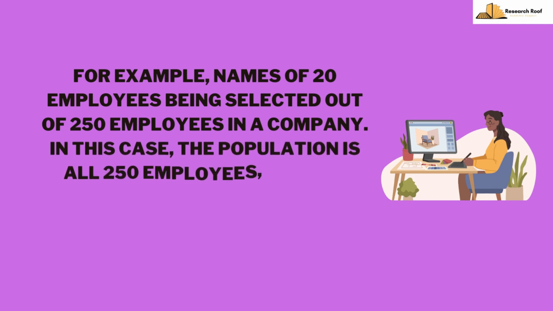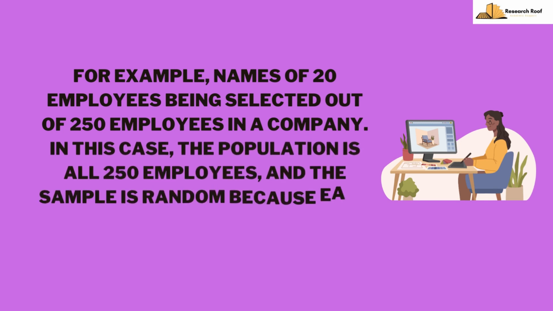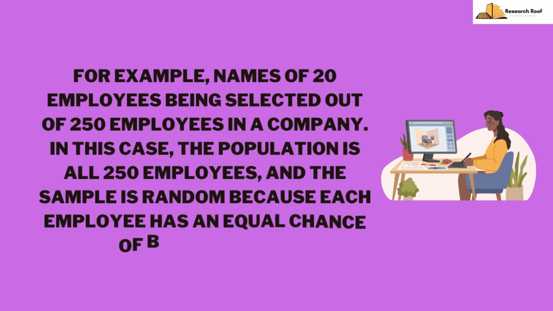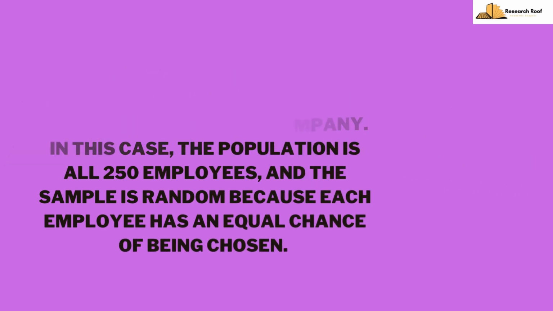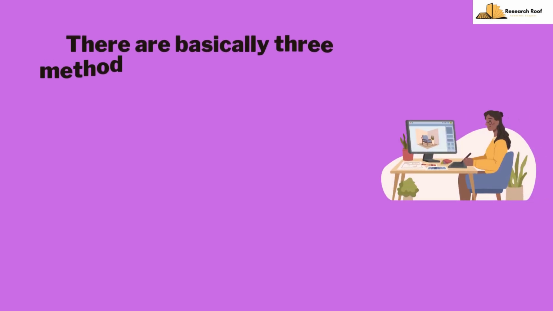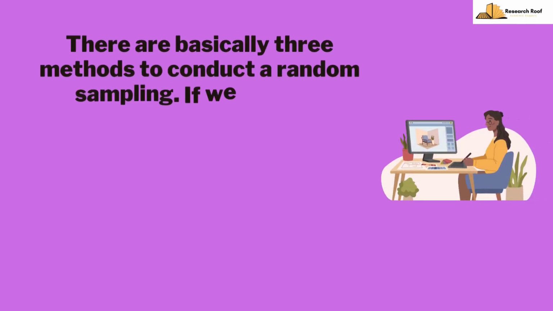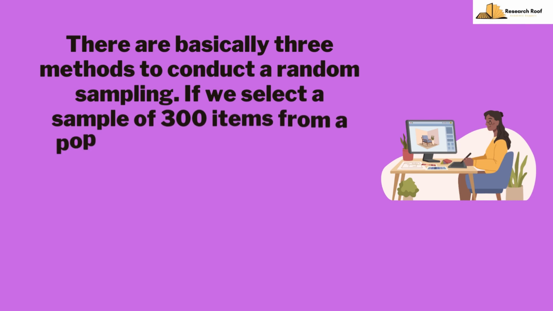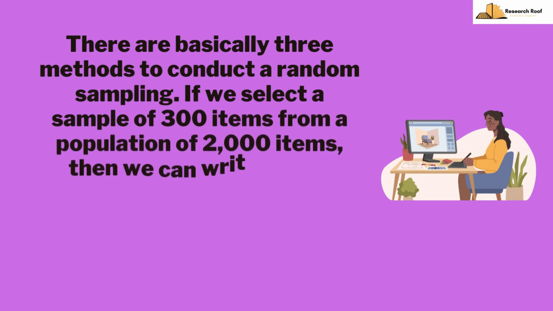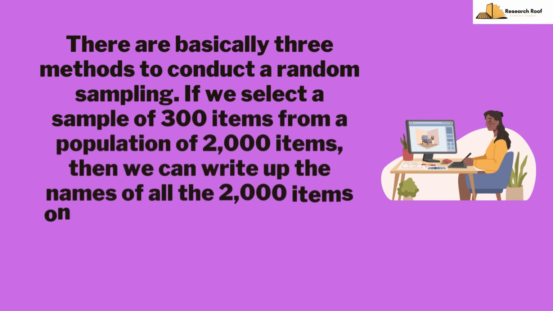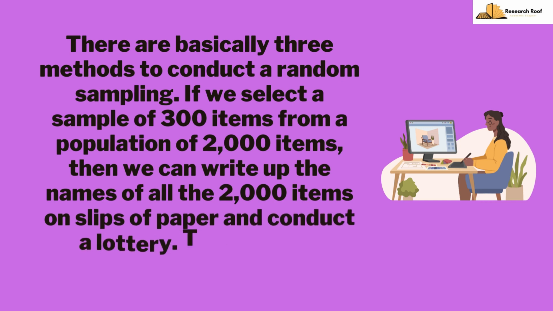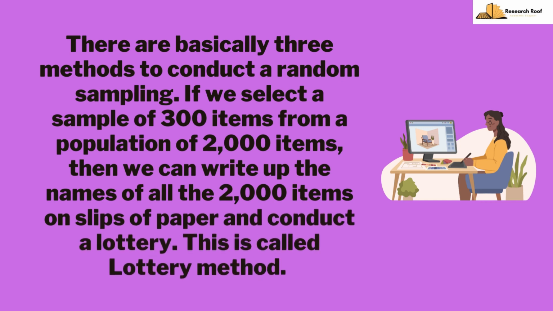In this case, the population is all 250 employees, and the sample is random because each employee has an equal chance of being chosen. There are basically three methods to conduct random sampling. If we select a sample of 300 items from a population of 2000 items, then we can write the names of all the 2000 items on slips of paper and conduct a lottery. This is called the lottery method.